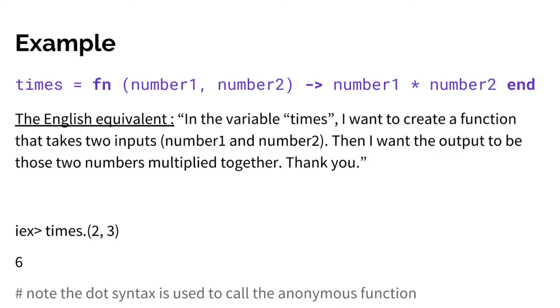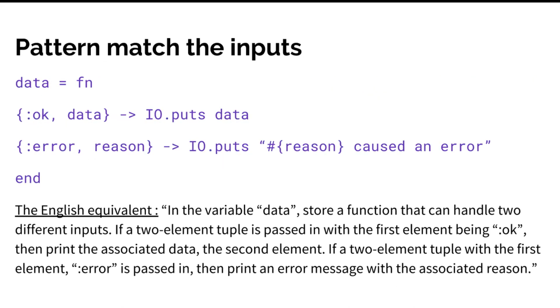Here's an example of us using our new function that we've created. times, and then a dot. You use a dot when calling anonymous functions, passing in the 2 inputs, 2 and 3. The result is 6. You can also pattern match on the inputs.